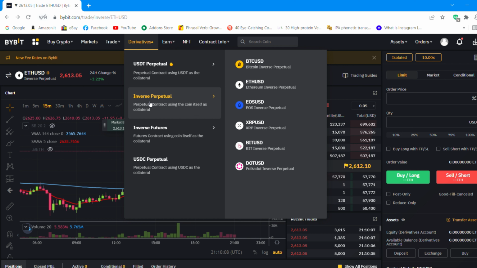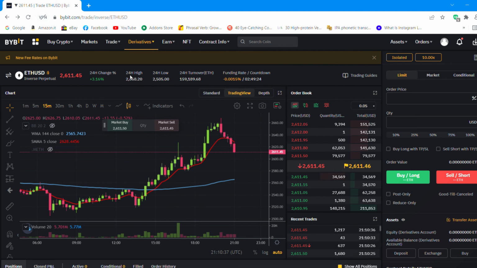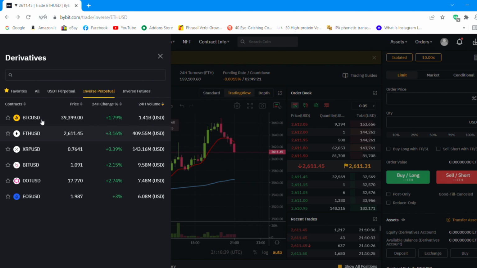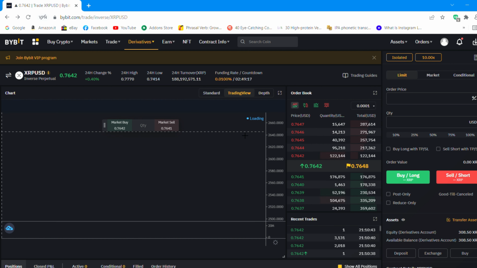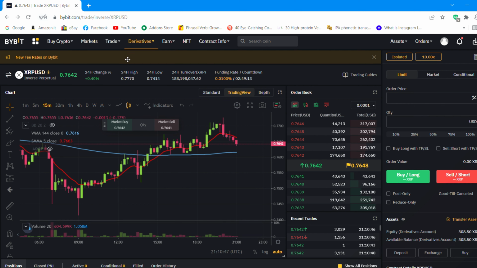I do the opposite thing. I use my XRP to buy dollars. So you will see me buying dollars, and in that trade I will be making more XRP, not more dollars. And all my trades are inverse perpetual. I trade ETH and I trade XRP. On this account, I trade XRP, so let me change to XRP. I want to make more XRP and I want to make more ETH. That's why I'm trading inverse perpetual.